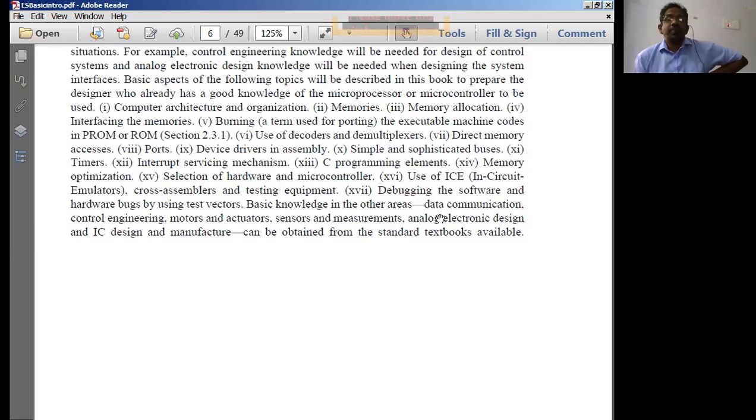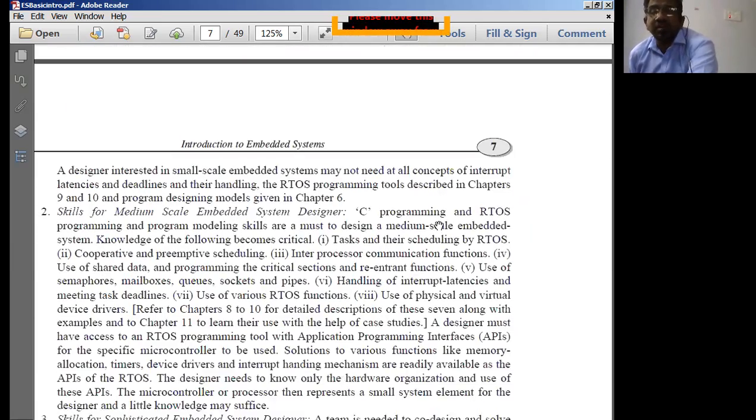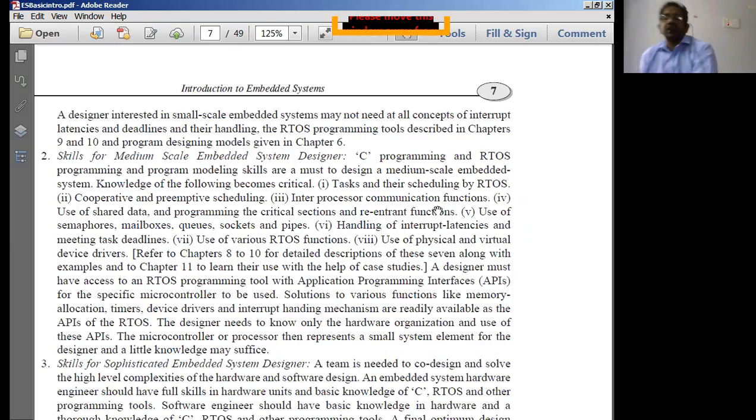Basic knowledge in other areas like data communications, control engineering, motors, actuators, sensors, measurements, analog electronic circuit design, all these are really required. All these basics are required to design a full-fledged embedded system and release it in the market.